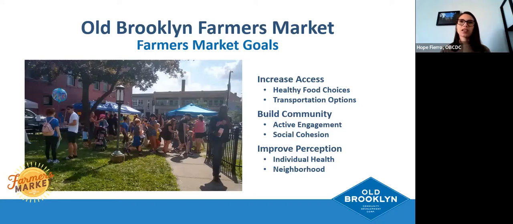But we wanted to take this a step further and be more intentional about it. So we created 3 main goals for our summer farmers market. So those include increasing access to healthy food choices, transportation options, building community, and improving individual health perception and neighborhood perception. And in order to achieve these goals, we had to reframe our work.